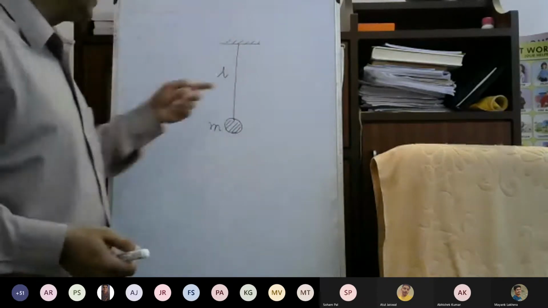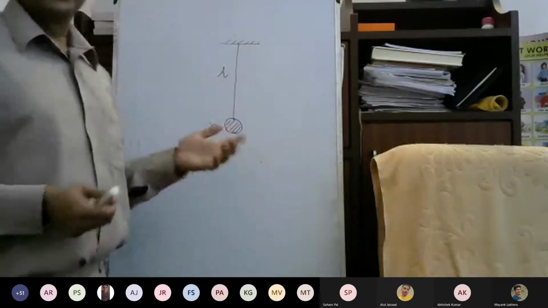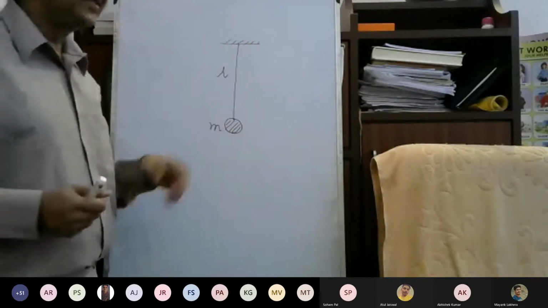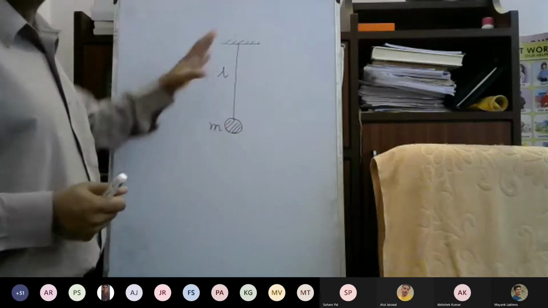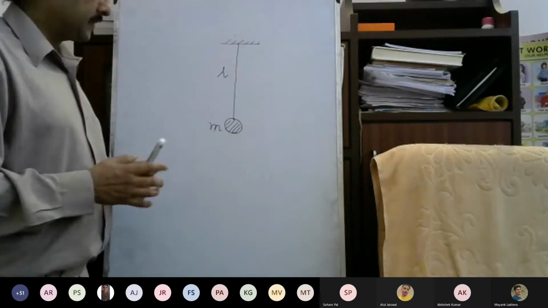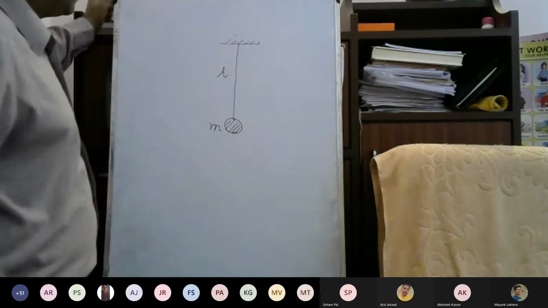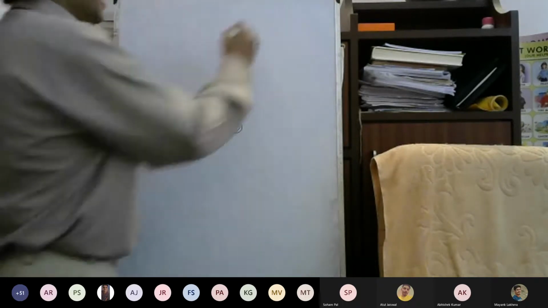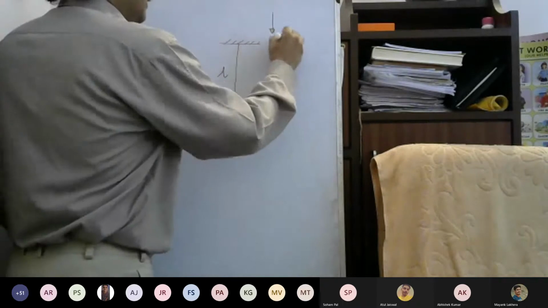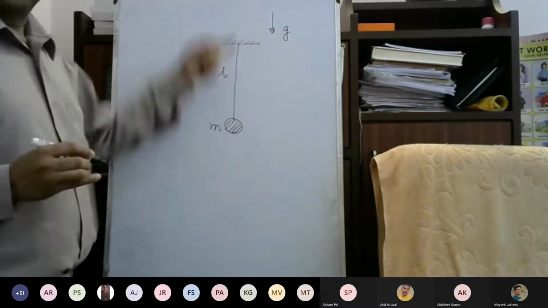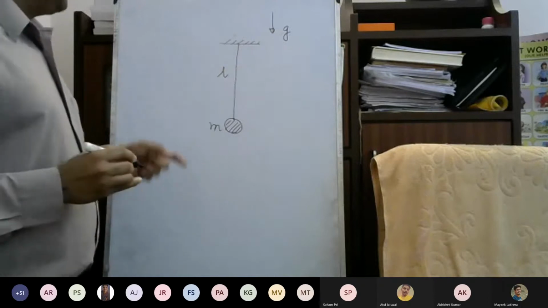And this is inextensible. Again, you see that no string is actually perfectly inextensible. It will deform, but this deformation is so small that we neglect it for the sake of the analysis. So this is the mathematical pendulum, and it is at rest. So this is its equilibrium position. It is at rest. Okay.